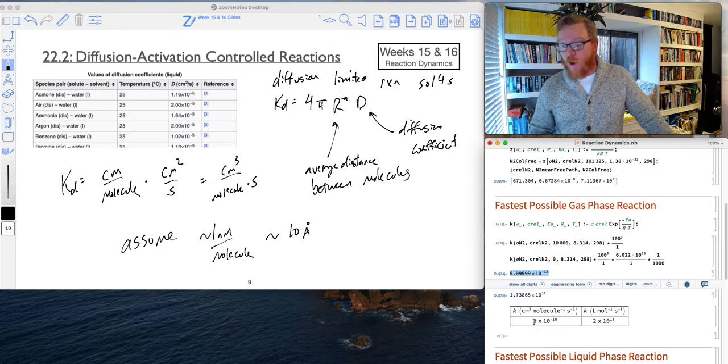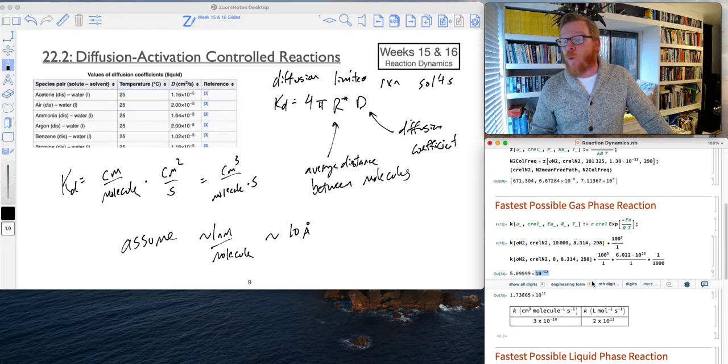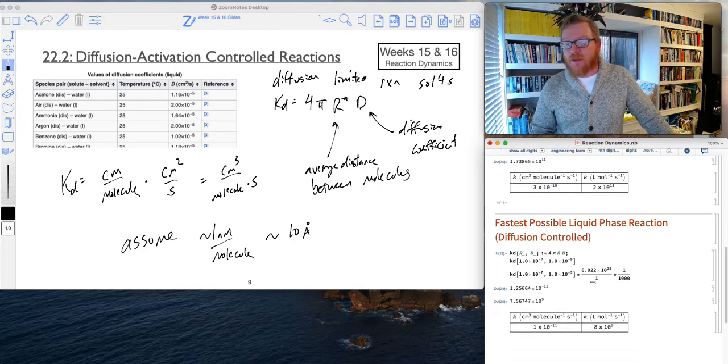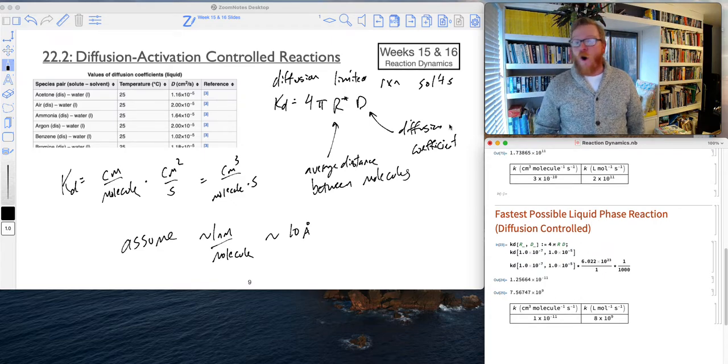So when there was no activation energy, it's 3 times 10 to the minus 10, the fastest possible gas phase reaction. But for a very modest 10 kilojoule per mole activation energy, it's now 10 to the minus 12. And that actually means that it's slower than this diffusion limited reaction. Now, of course, we haven't put any activation energy in at all for the solution reaction.